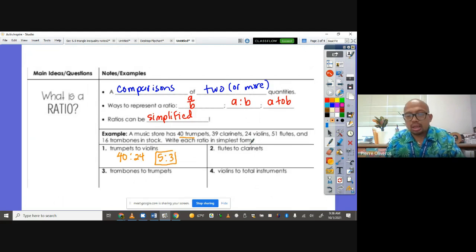Next, number 2. We have flutes, that will be 51, and clarinets, which is 39. Do they have a common factor? Both of them are divisible by 3. So 51 divided by 3 is 17, and 39 divided by 3 is obviously 13. So the answer is 17 to 13.